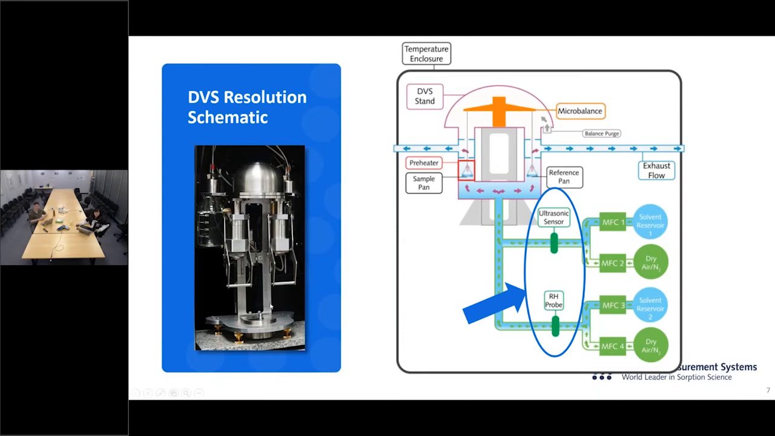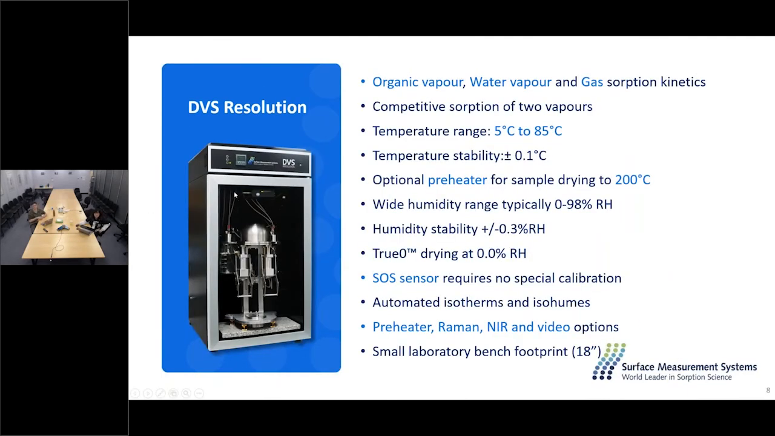So we have the whole setup like this one sitting in an incubator, which has the temperature range from 5 to 85 degrees. And with the DVS, we can also associate some other accessories like a preheater. So this will allow you to do the in situ preconditioning up to 200 degrees. Or we can also use some other video or Raman spectra, NIR spectra as an additional accessory pointed to the sample, which you can get some video image or the Raman spectra along with the DVS data.